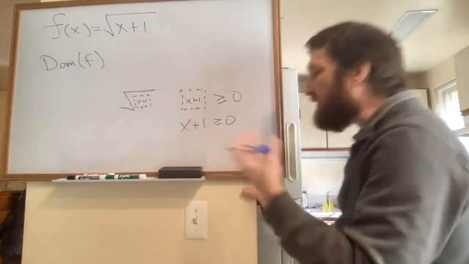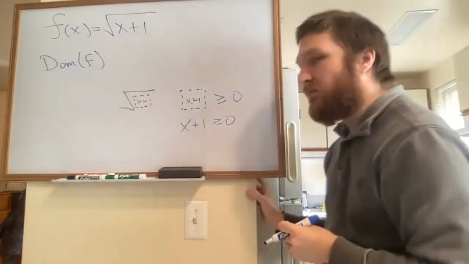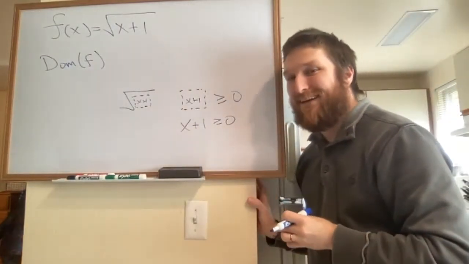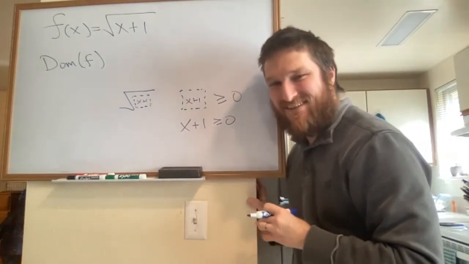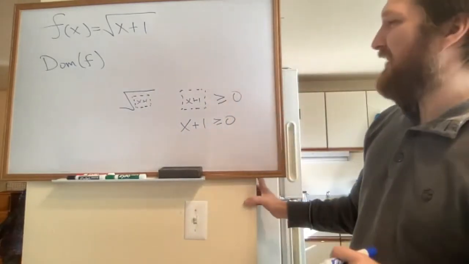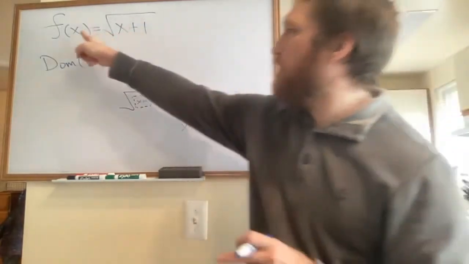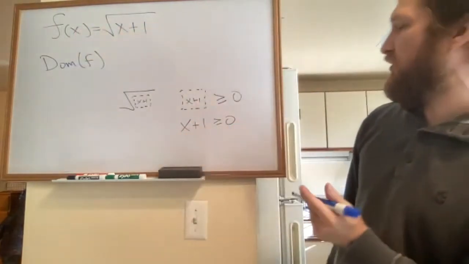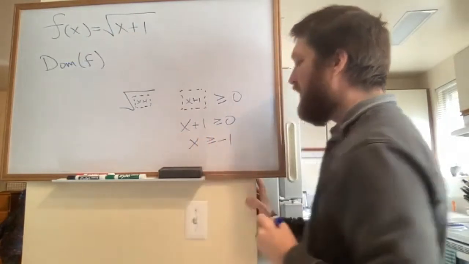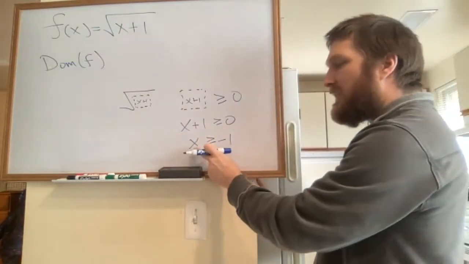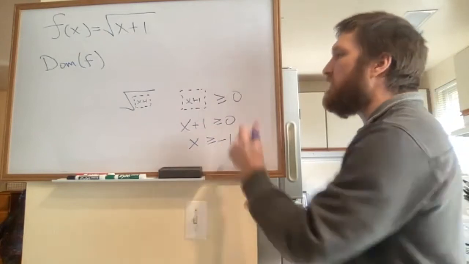So then I'd say, well, let's get the x by itself. Now, this should harken back to the very beginning of this class, right? How do we write this in interval notation? Well, the set of input values where this is true, I would say subtract 1 from both sides. So x has to be bigger than or equal to -1.